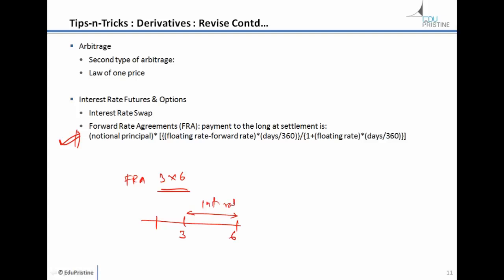It is not the other way around, where I am saying that it will start at 3 months and go on for 6 months, which means it will end at 9 months. So the tenor of a forward rate agreement will be the difference between these two terms. In this case, it will not be 3x9, it will be 3x6. So this is a 3x9 FRA, this is a 3x6 FRA. I think I am clear as to what a FRA means, and please remember the payment which is done at settlement for the long leg.